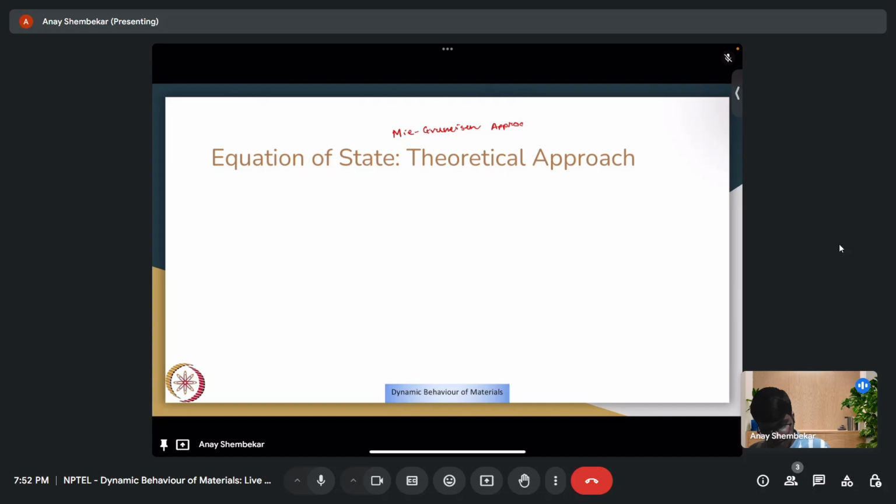I'll just write MG for short, MG equation of state for short. Moving forward, this is basically derived from first principles, but it has been shown to predict well not only for metals but also very well for powdered materials, which we'll be looking at in the end.